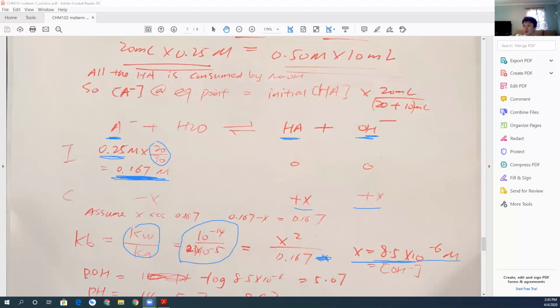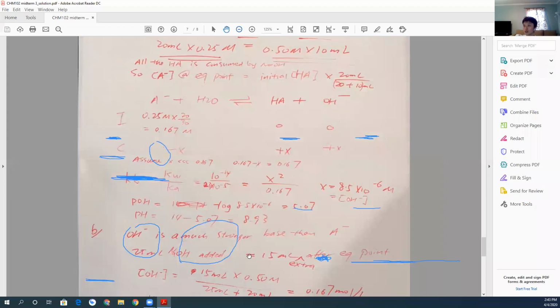Convert that into pOH, and then use 14 minus pOH, and that will be the pH of the solution. The pOH is 5.07, so pH is 14 minus 5.07, which is equal to 8.93. About a third of you got this one right.